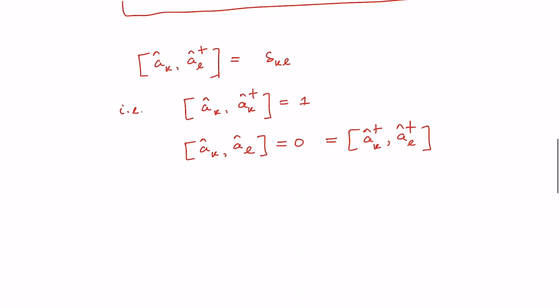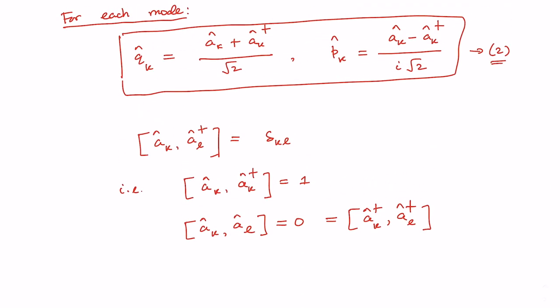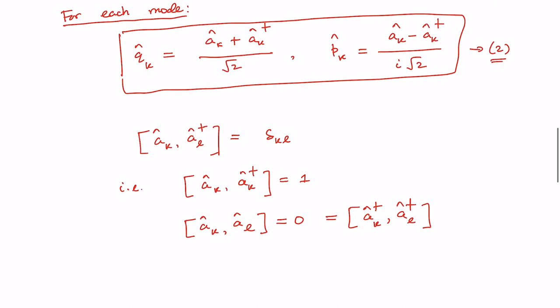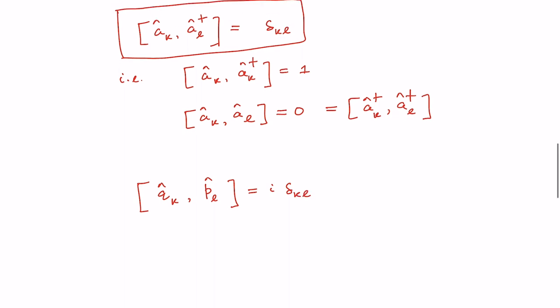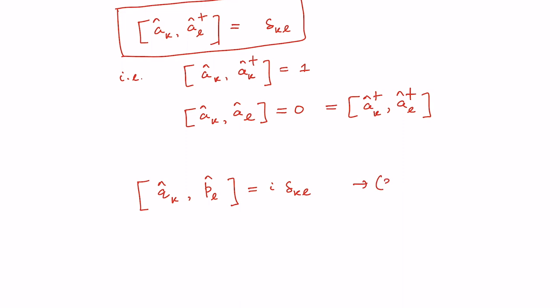Using this set of commutation relations, I can then write the commutation relation for the position and momentum quadratures. I can easily show that the commutation between Q_K and P_L is equal to i delta KL, and it's actually trivial to show. So, please do it yourself, it's simple.